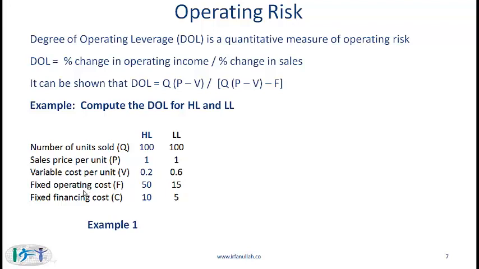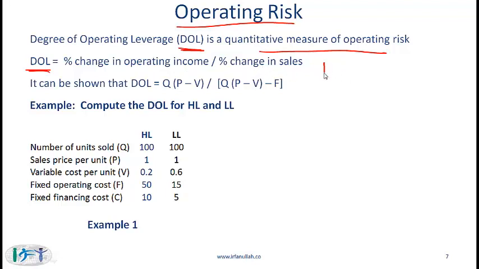Now we will talk about how to measure risk, and we will start with operating risk. We measure operating risk using degree of operating leverage, or DOL. This is a quantitative measure of operating risk. Degree of operating leverage is equal to the percentage change in operating income divided by percentage change in sales.